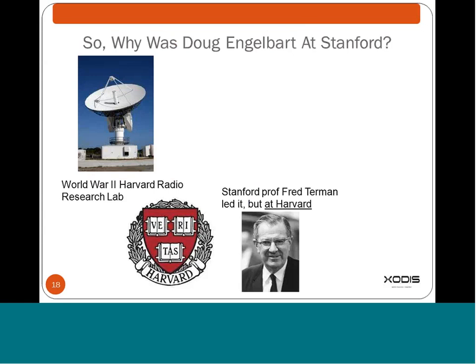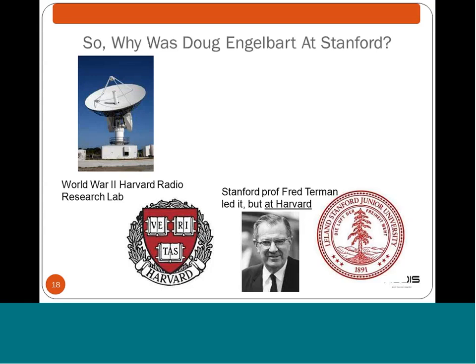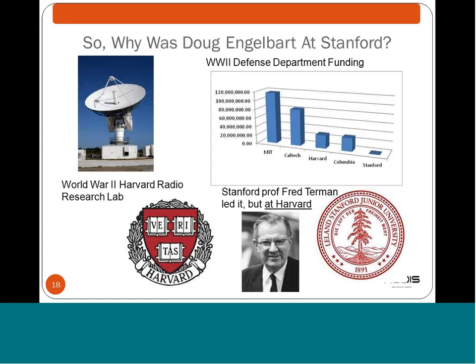Now, this is not the lab that eventually became Lincoln Labs out of MIT, which was also involved with radar and radio research. This had to do with the war in Europe with the Germans mostly, and it was basically electronic warfare, and it was only declassified fairly recently. So the Defense Department in World War II gave MIT $120 million, Caltech and Harvard many tens of millions of dollars, and Stanford $50,000. So Terman successfully led that experience.